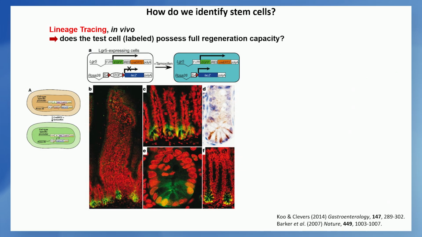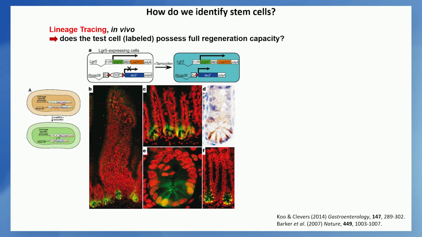LGR5, in this case, was being used as a stem cell specific promoter. You find at the bottom in the crypts green cells, which obviously seem to be the stem cells. So the question is, would these stem cells regenerate all of the epithelium? Well, as long as LGR5 is active as a promoter, you get GFP positive cells, which are green. But once LGR5 is turned off, because it's turned off as soon as the stem cell starts to differentiate, those green cells would vanish, would be gone.